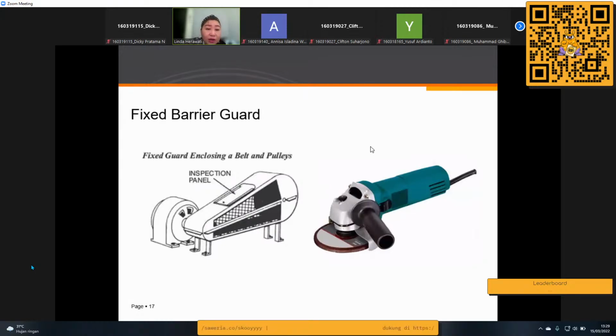Fixed barrier guard, for example, a fixed guard closing a belt and pulley. So this one, while we produce the machine, consists of the fixed guard. So the guard is like one part of the machine.